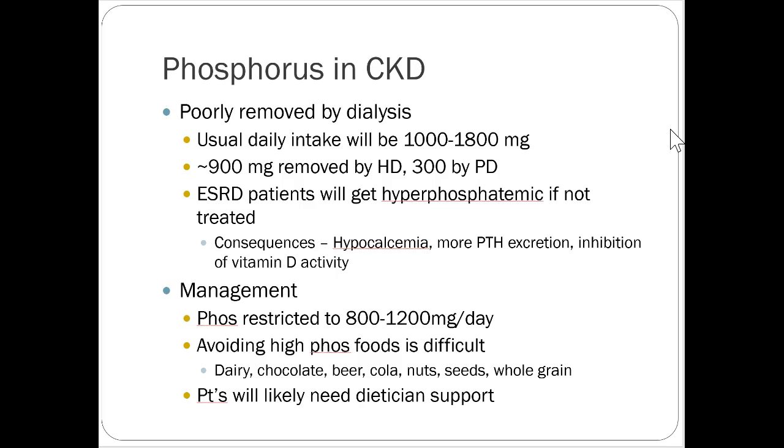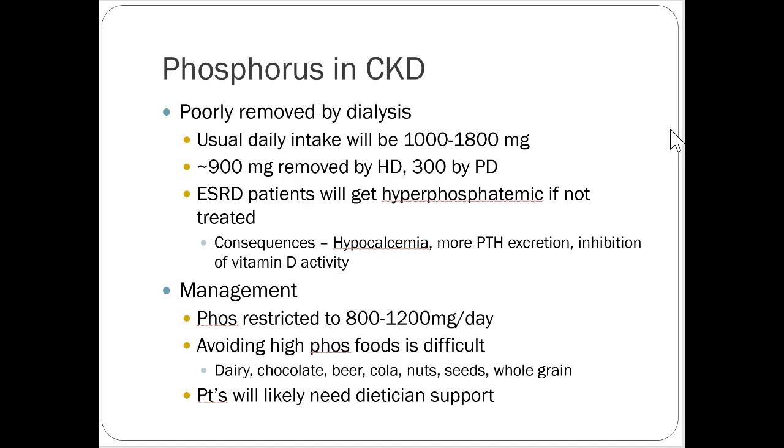If that happens, you get hypocalcemia, you get more parathyroid hormone excretion, and you ultimately inhibit vitamin D activity. So this whole feedback loop system basically shuts down, which can have a negative impact on your bone health. High phosphorus levels can have problems too, which we won't talk about right this second. But anyway, the point here is that we need to manage phosphorus.